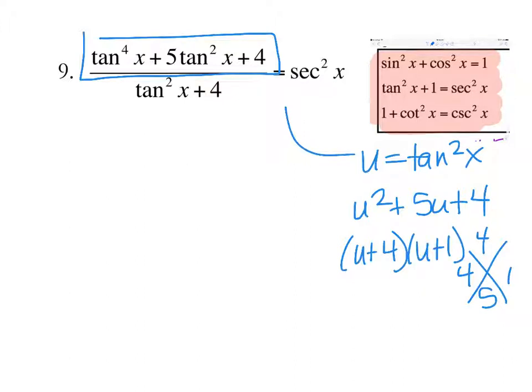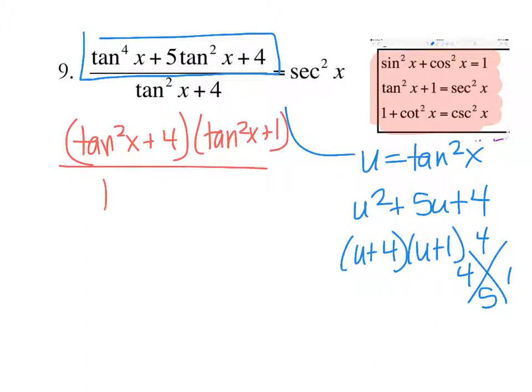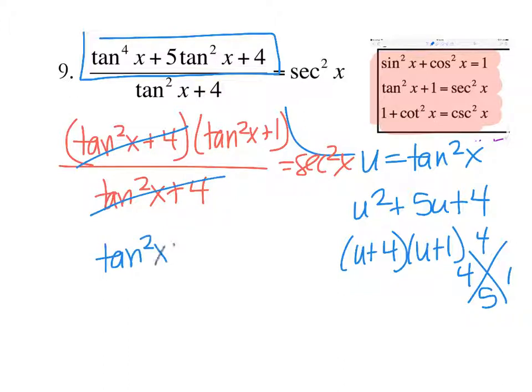So instead of u, we're going to plug in the tangent squared. So it's tangent squared x plus 4 times tangent squared x plus 1, over tangent squared x plus 4, equals secant squared x. And then these cancel out. Left with tangent squared x plus 1 equals secant squared x.